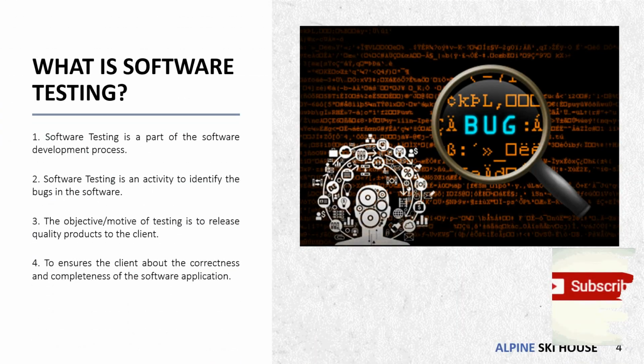Okay. Then we have: what is software testing? Software testing is a part of the software development process. Software testing is an activity to identify bugs in the software. The objective and the motive of testing is to release a quality product to the client, and to assure the client about the correctness and completeness of the software application. I think this is a very useful definition. Sometimes I ask in interviews, tell me what is software testing, because I want to know the thought process and what the person has.